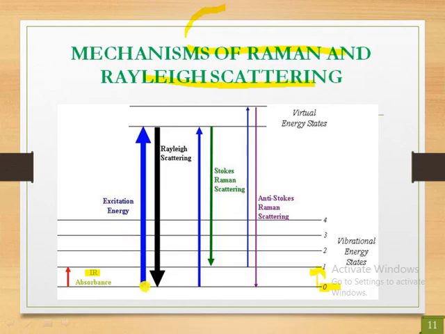Here what happened? This is the excitation energy. This is a Rayleigh scattering. You can see this is a Rayleigh scattering. So here what happened?